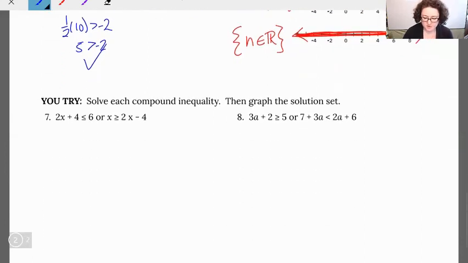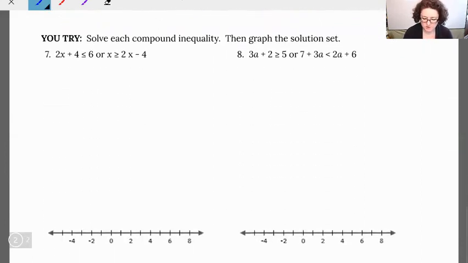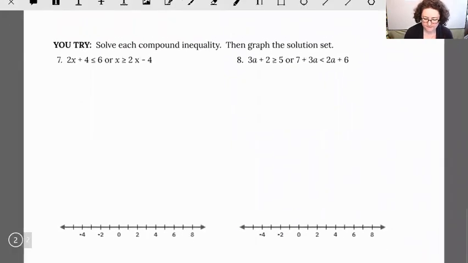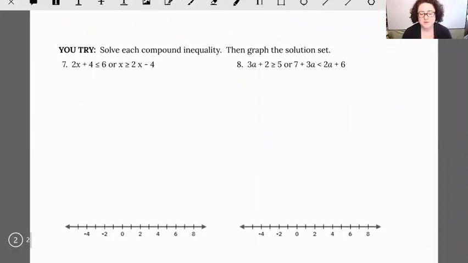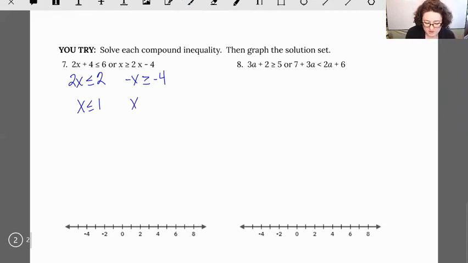Okay, real quick, let's go through our last set. I need to switch this down just a little bit. Both of these are or statements. So I have 2x is going to be less than or equal to 2, after subtracting that 4. So x is less than or equal to 1. Second one, I'm going to move my 2x, so subtract 2x from both sides. So -x is greater than or equal to -4. But to get rid of that negative, I need to divide both sides by -1, which means flipping my inequality. So x is less than or equal to 4.